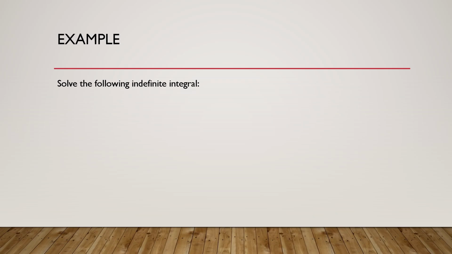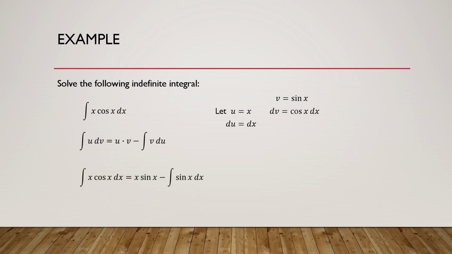In another example, let's solve the indefinite integral x cosine x dx. This time we let u equal x, which makes du equal dx. dv will then be cosine x dx, making v equal to sine x. We start with our equation, the integral of u dv equals u times v minus the integral of v du. Therefore, the integral of x cosine x dx equals x sine x minus the integral of sine x dx. When we solve the final integral, we get our final answer, x sine x plus cosine x plus c.